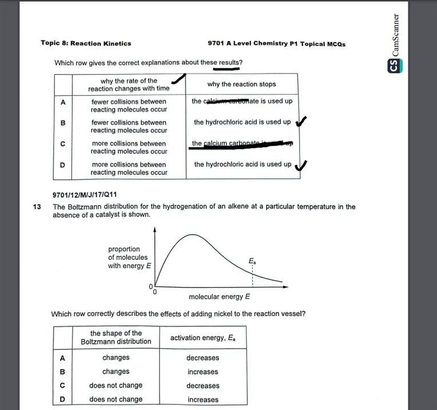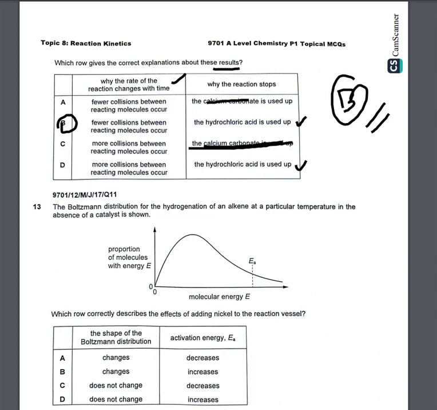The rate of reaction initially is the highest because more collisions between reacting molecules occur, but it changes with time because now fewer collisions occur between the reacting molecules. That is why the rate of reaction decreases, and then eventually becomes constant after 210 seconds. So fewer collisions between the reactant molecules cause the rate of reaction to change with time. It decreases over time. So B is your right answer.